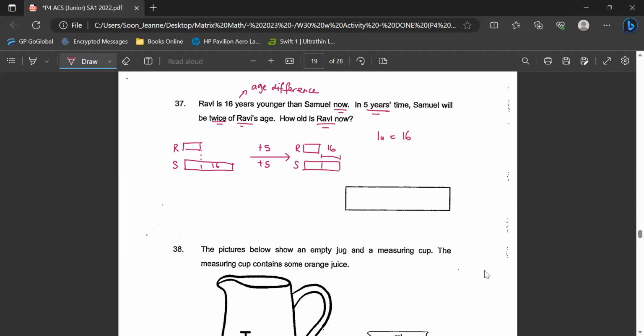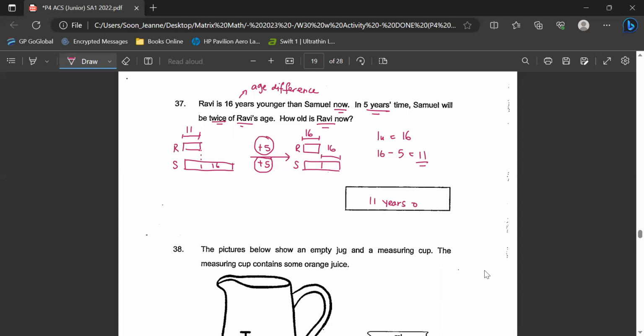I want to find how old Ravi is now, so I need to work backwards. After 5 years, Ravi will be 16 also. So before that, I need to find out what is Ravi's age. So I just take 16 minus 5, 11. Your answer is 11 years old.